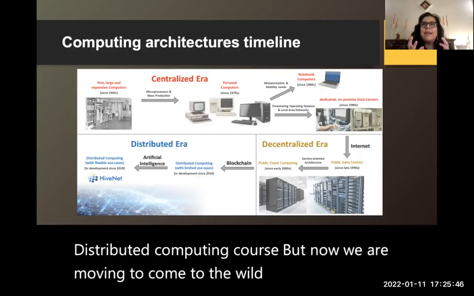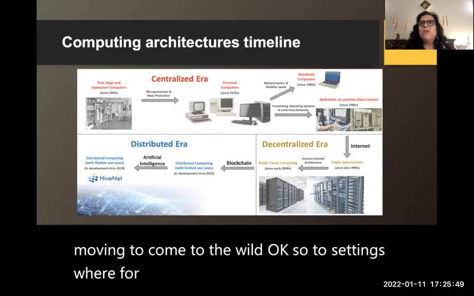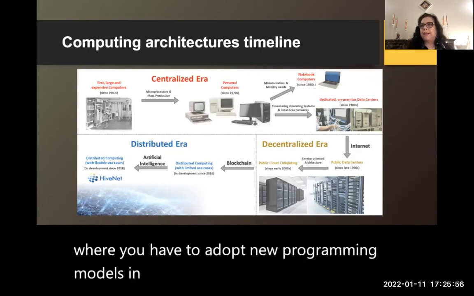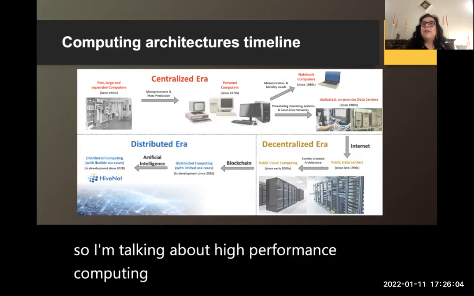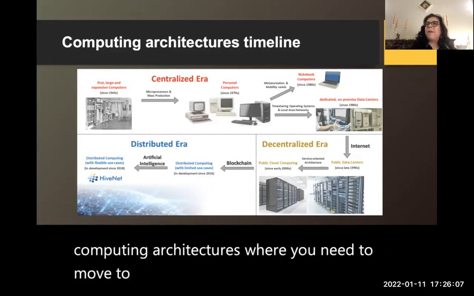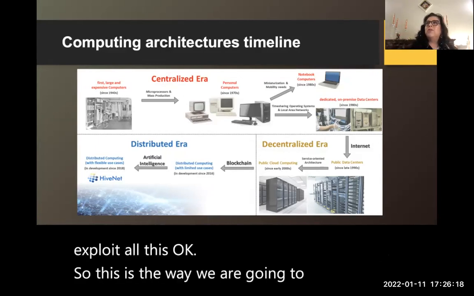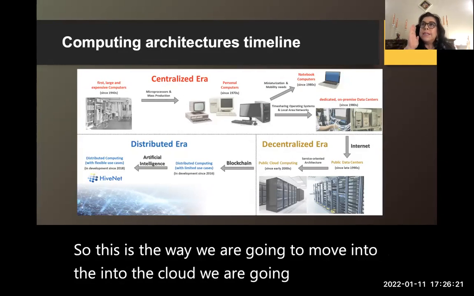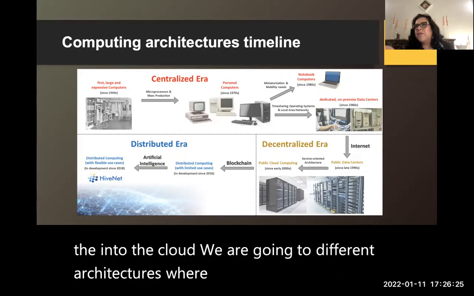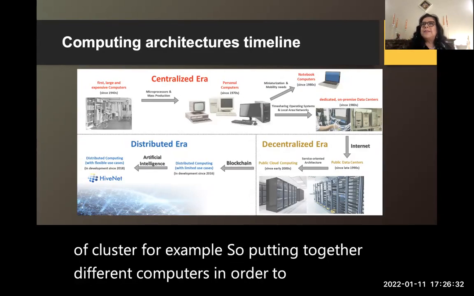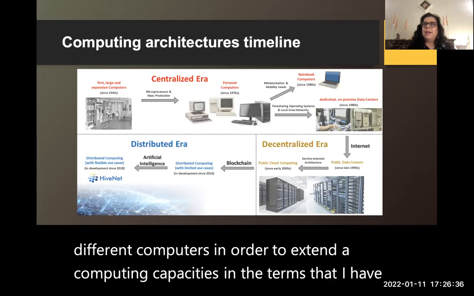Okay, so to settings where, for example, you have architectures where you have to adopt new programming models in order to exploit the architecture, okay? So I'm talking about high performance computing architectures where you need to move to other well-adapted programming models in order to exploit all this, okay? So this is the way we are going to move into the cloud. We are going to see different architectures. We will start with the notion of cluster, for example, so putting together different computers in order to extend computing capacities in the terms that I have defined in the previous moment.